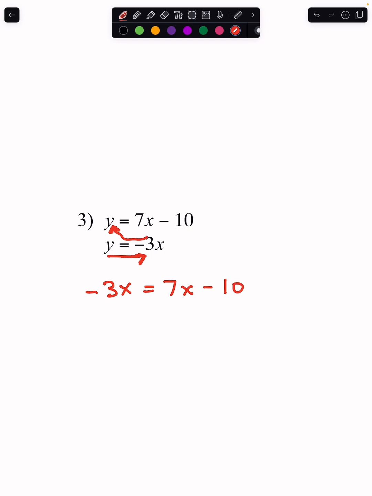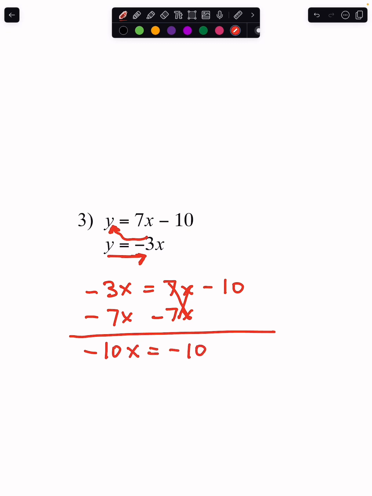But instead of moving the number, I'm going to move my variable, because I want all my variables on the same side. I'm going to subtract 7x. This is negative 10x equals negative 10. Divide both sides by negative 10. X equals 1.